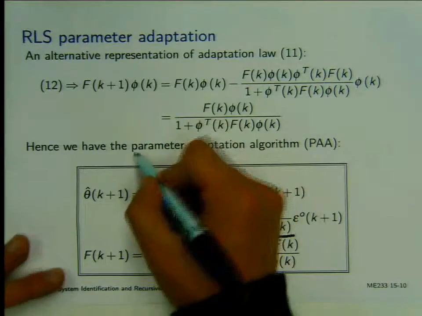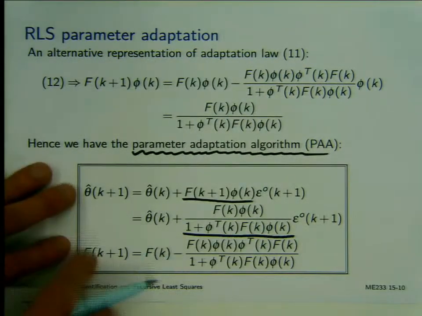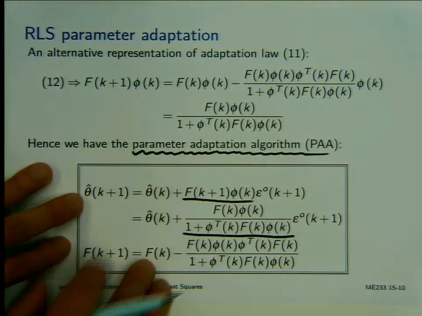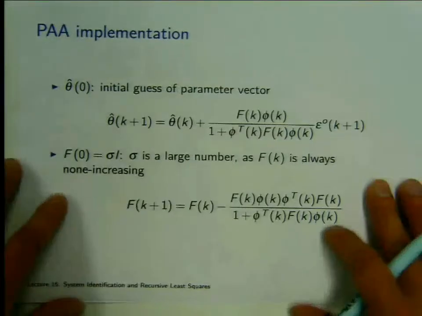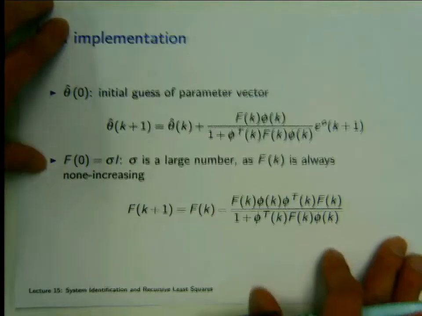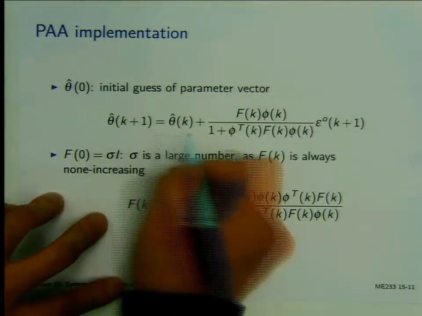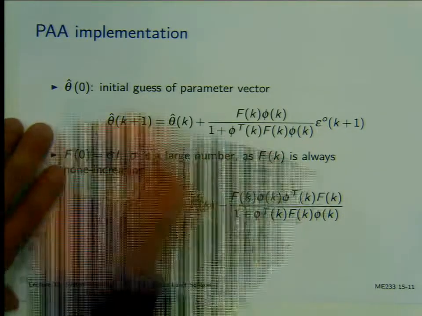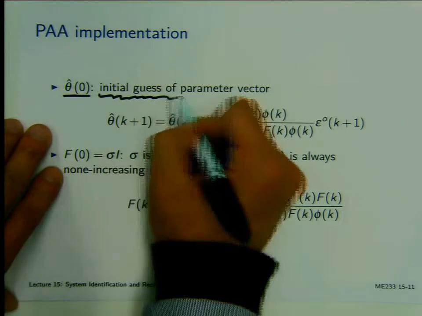So for notation purposes, we're going to call this set of equations a PAA, parameter adaptation algorithm. Okay, how we adapt the parameters. So you see, this is a recursive formula, so you have to initialize the equation at some point. So theta hat 0 is your initial guess of the parameter vector.